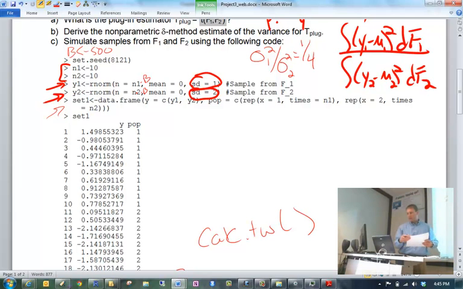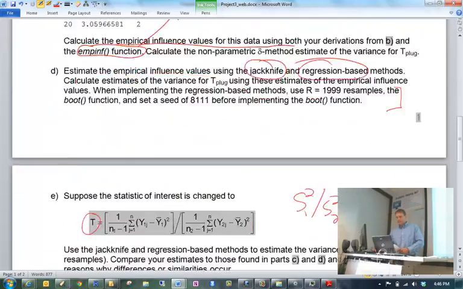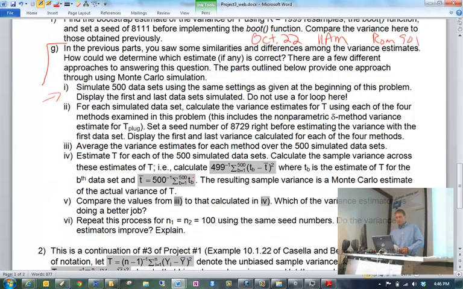Now note, you do not necessarily want to create this set 1 right away. Okay? Display the first and the last data set simulated to make sure, and I'm going to use that then to grade that you did it correctly. Because I obviously have done it to myself and I know what they should be.